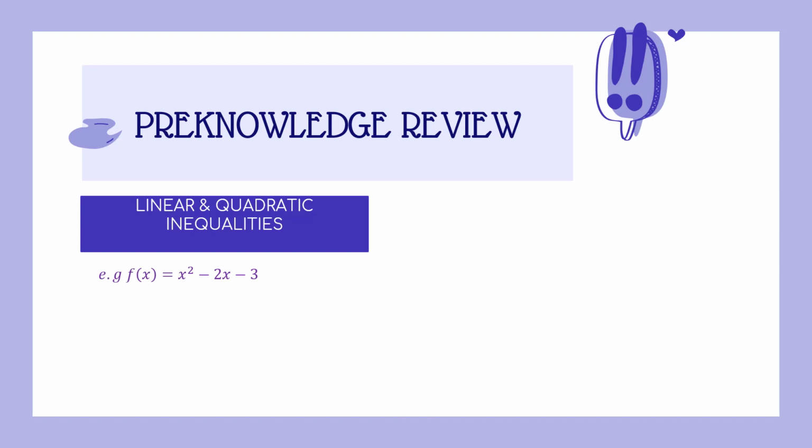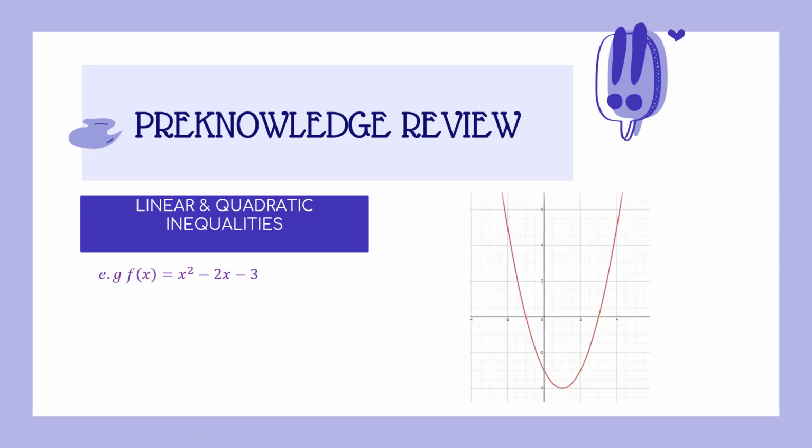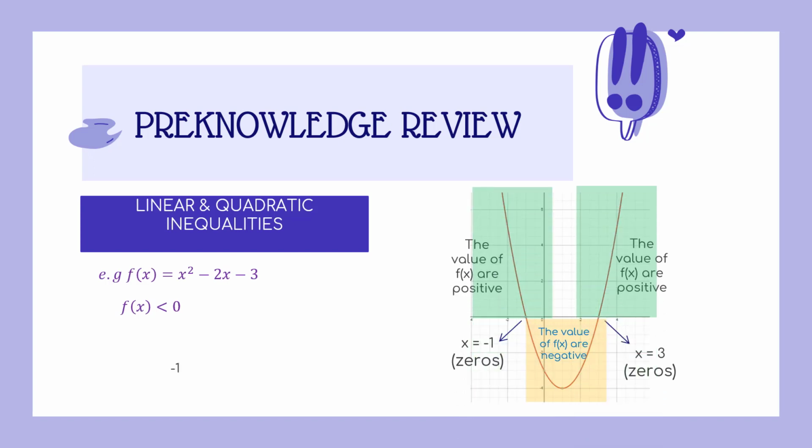For example, we have f(x) = x² - 2x - 3. We know that this quadratic function has the form of a parabola which has zeros at -1 and 3. So when f(x) < 0, we have this interval. We know that in this interval, the values of f(x) are negative, and in this interval, the values are positive.